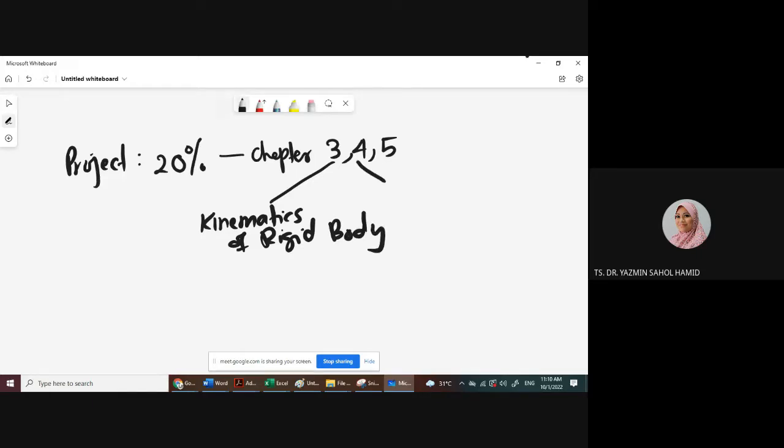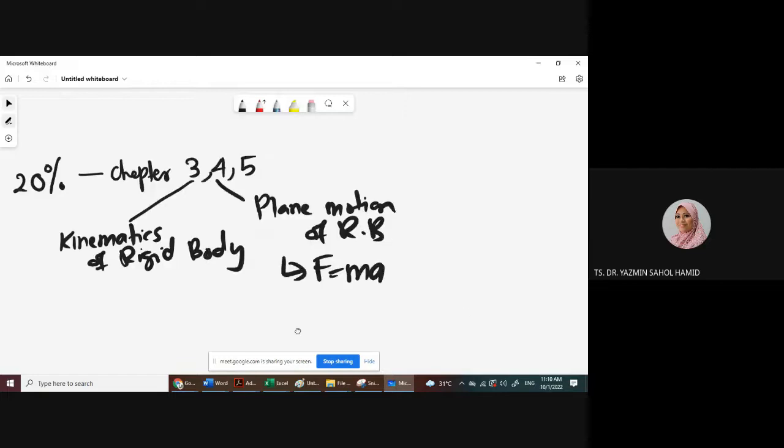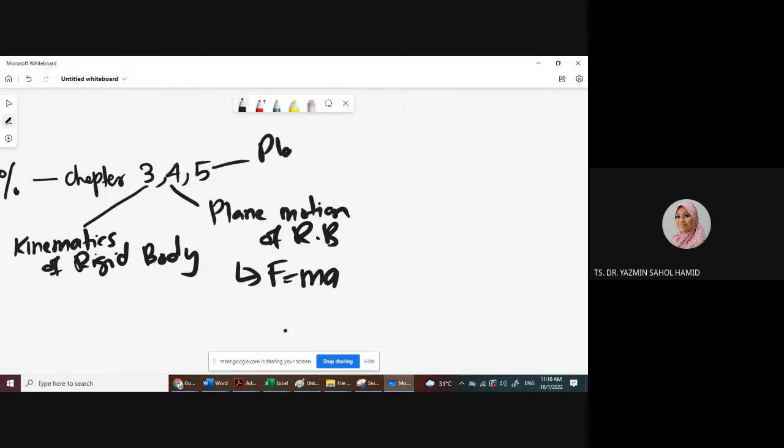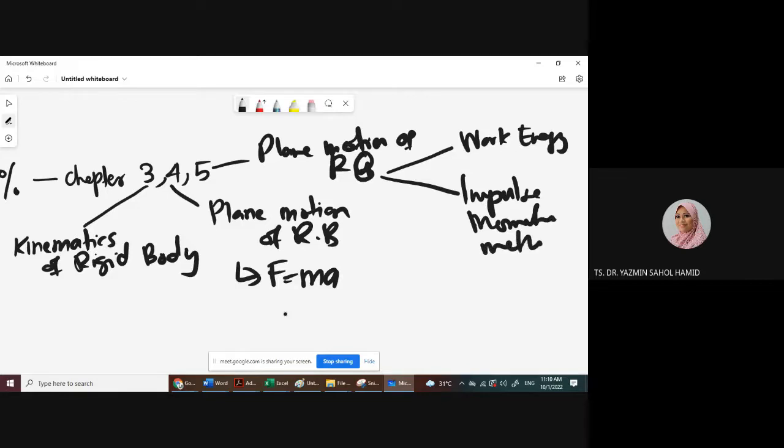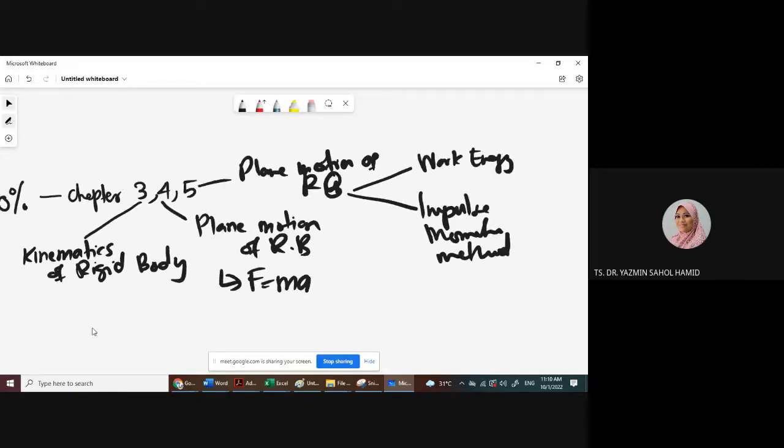Chapter 4, what is chapter 4? Can you tell me? Plane motion of rigid body, but using what? Newton's second law. Remember? And chapter 5 is plane motion of rigid body, but using what? Work energy method and impulse, right? Yes, momentum method.